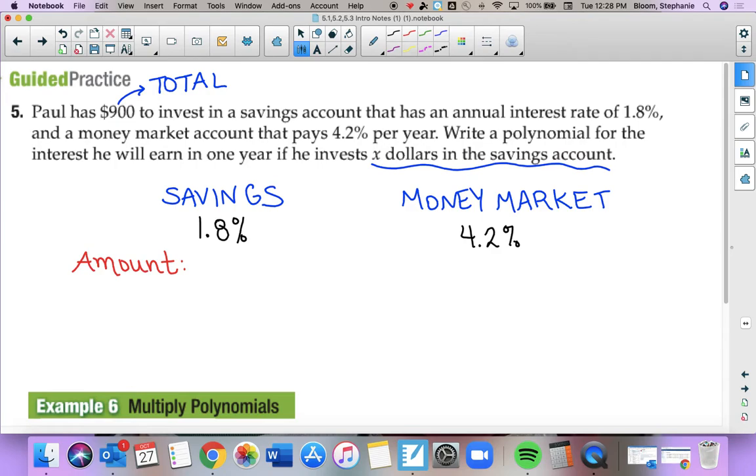Okay, I hear some good talking over here. So let me ask you a question. So you know that you want to take your interest rate times whatever you're investing, right? Okay. So how much are we investing in savings? X. Now, the question is, well, how much are we investing in the money market? But what do we know that can help us? Yeah, I know what my total is. So whatever I invest in that savings account, I can't go above 900, right? That's all I have. So whatever I invested in my savings, 900 minus that is going to be what I put in my money market account, right?